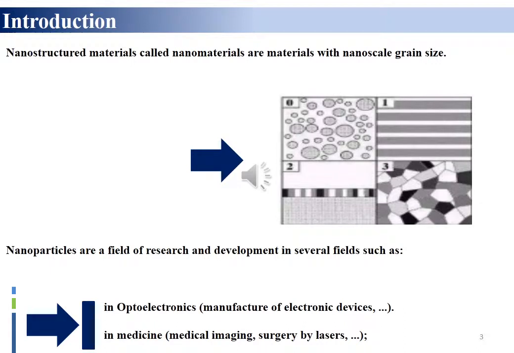The nanomaterials are materials with nanoscale grain size. So we find the nanomaterials three-dimensional, so it's the bulk, and the nanomaterials two-dimensional, one-dimensional and zero-dimensional, so the nanoparticles or the boxes. Those nanoparticles are a field of research and development in several fields, such as optoelectronics and medicine. These nanomaterials have several advantages and are not very expensive and easy to manufacture.